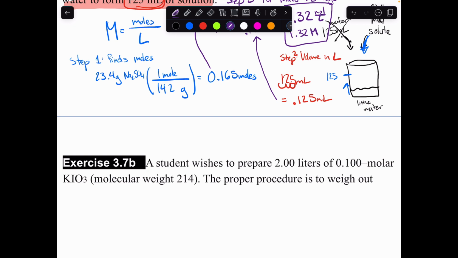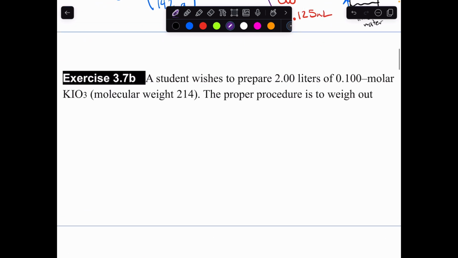All right, let's take a look at this one. Same topic, it's just we're given different values. This one says a student wishes to prepare 2 liters of a 0.1 molar solution. Molar is how we talk about molarity. And then we want to know, what is the proper procedure to weigh out? Like, how many grams do we need to make this amount?